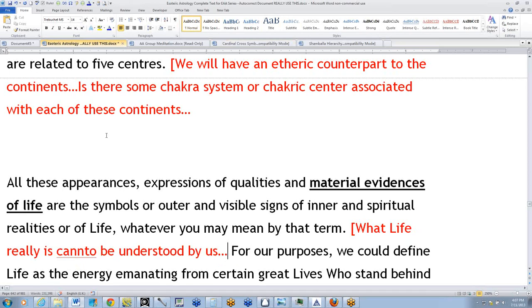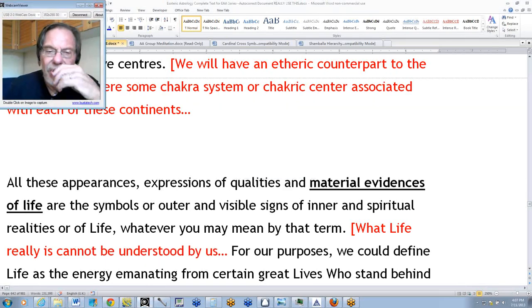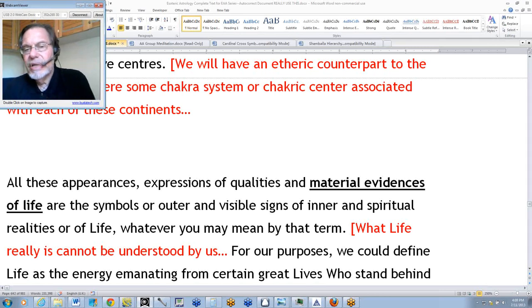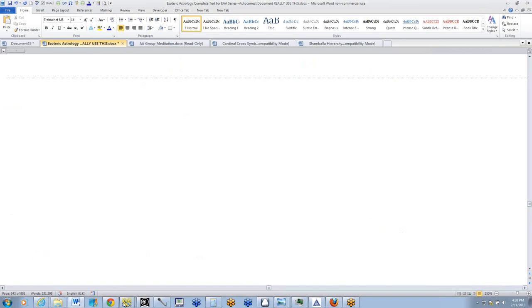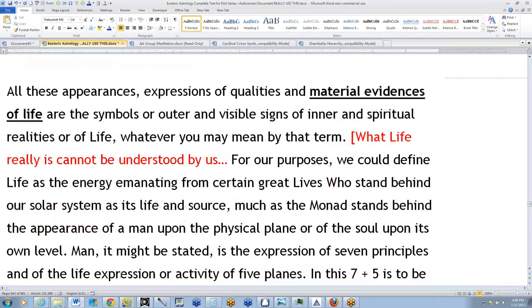But sometimes life means the very essence of things, and sometimes it means all energies within the field of expression that we are accustomed to. But there is some sort of qualified life expression of an etheric nature probably lying behind each continent, and as the ethers carry much higher energies, each continent will be an expression of those energies. For our purposes, we could define life as the energy emanating from certain great lives who stand behind our solar system as its life and source, much as the monad stands behind the appearance of man upon the physical plane, or the soul upon its own level.